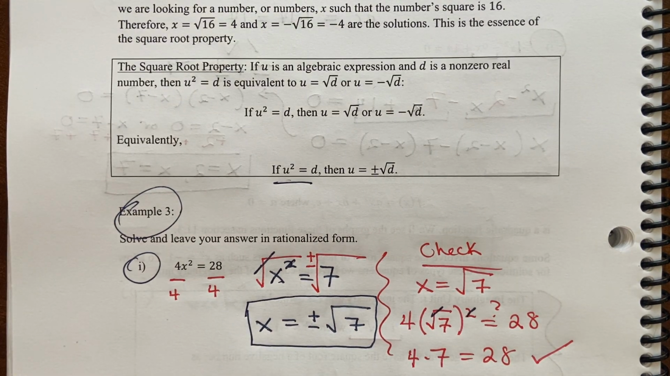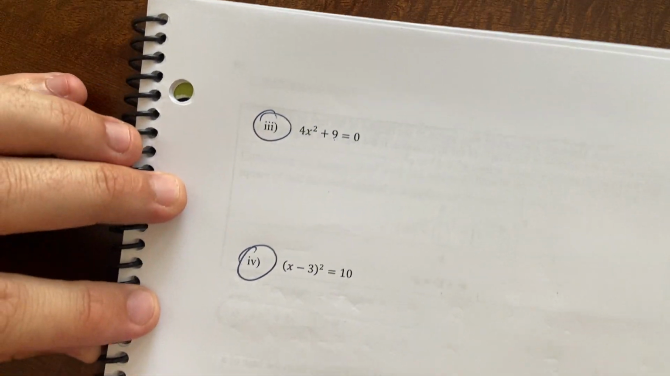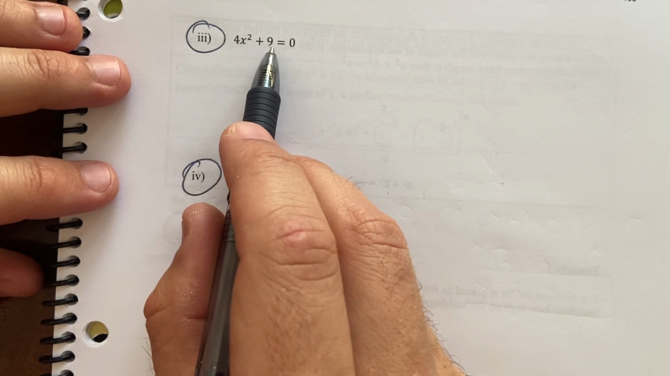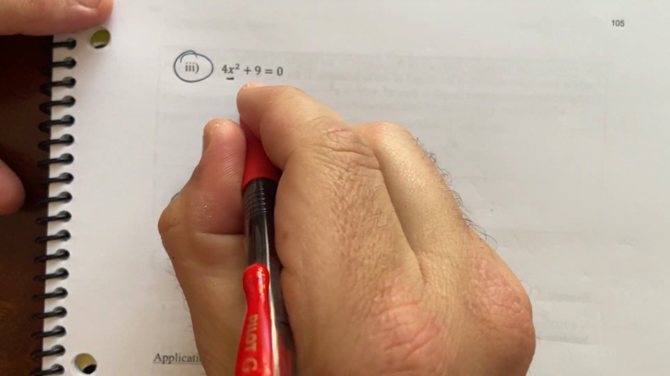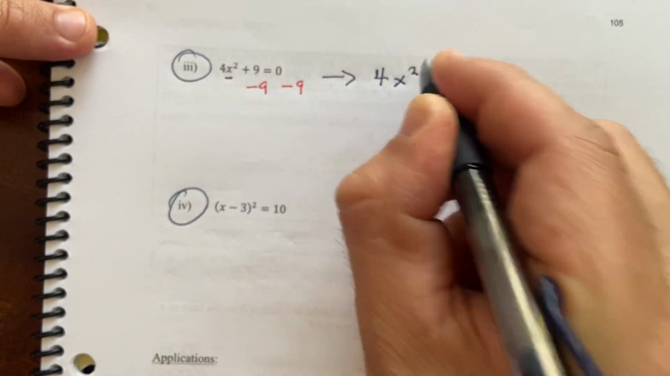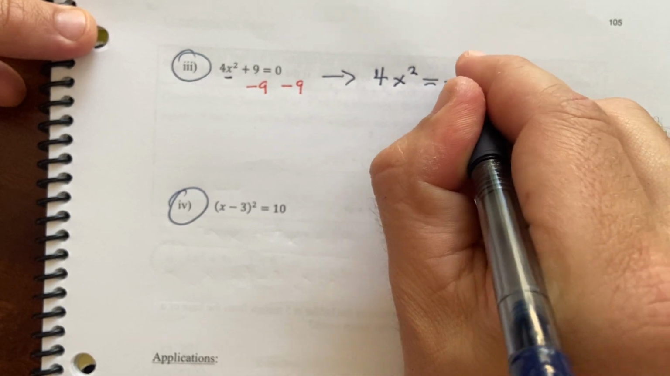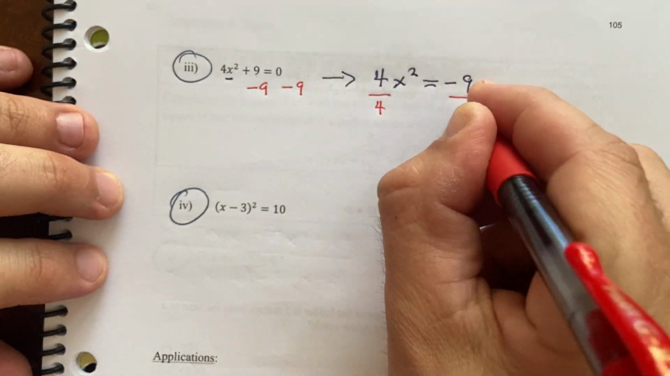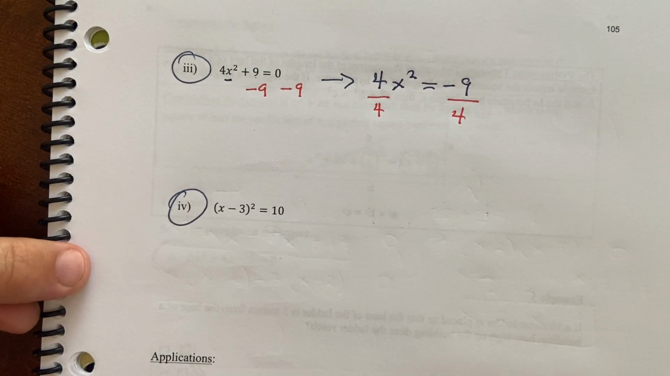All right, I'm gonna go over to page 105. Try another one. So 4x squared plus 9, again, I want to isolate the thing that's being squared. So I'll subtract 9. So 4x squared equals negative 9. Divide by 4, I'm isolating the thing that's being squared.